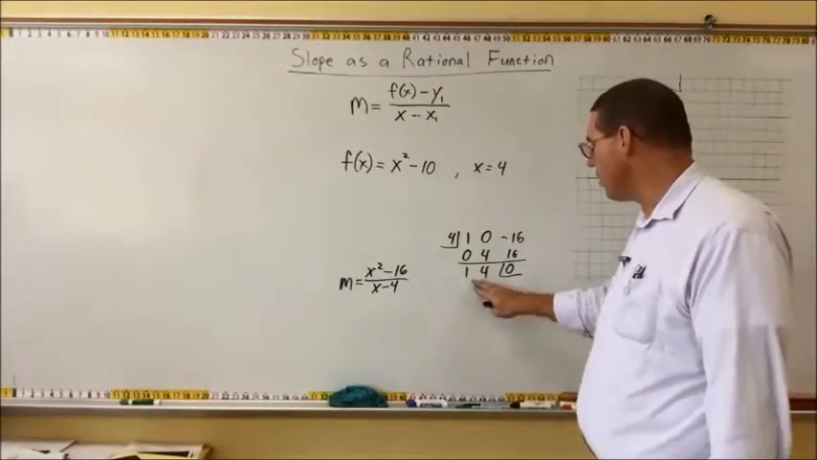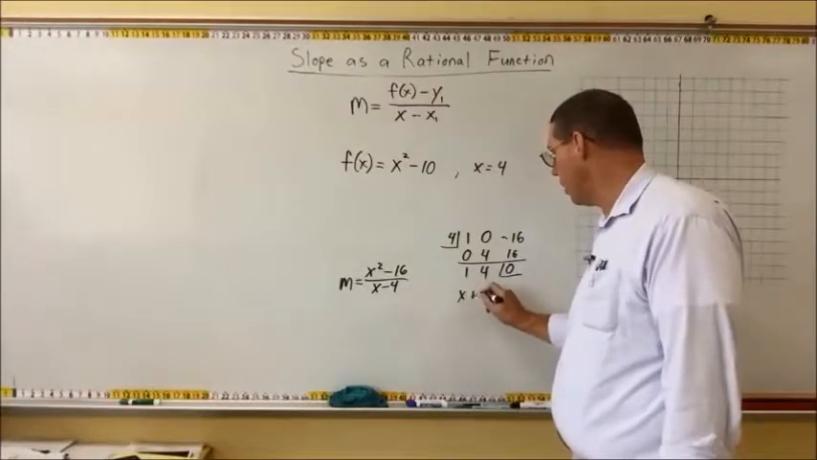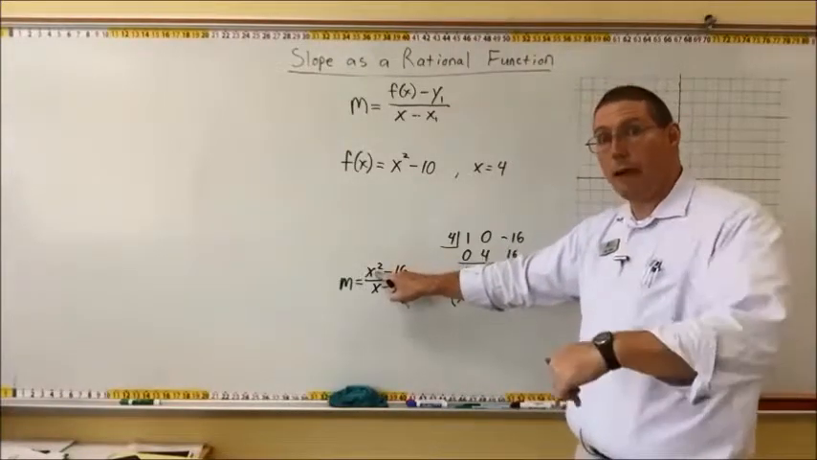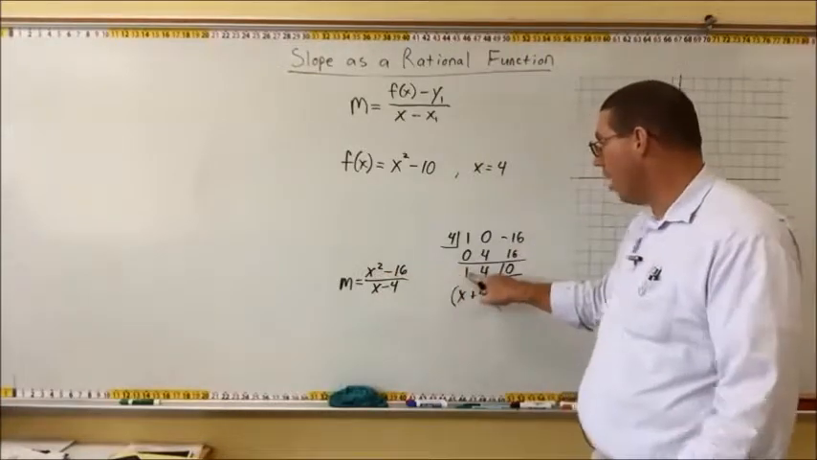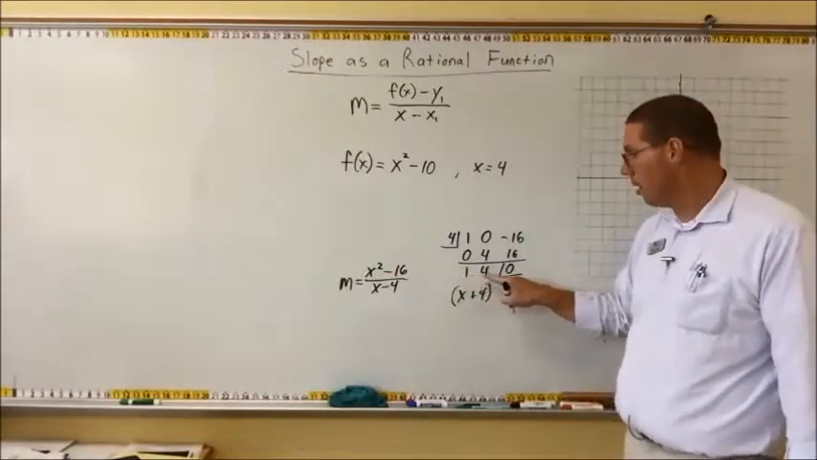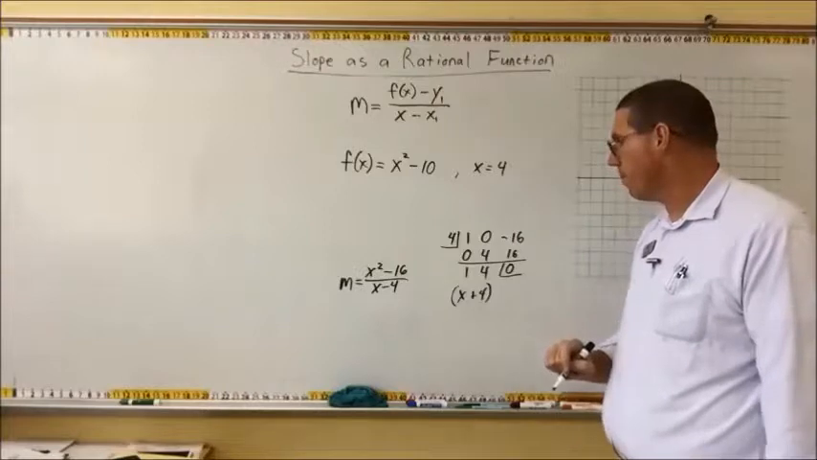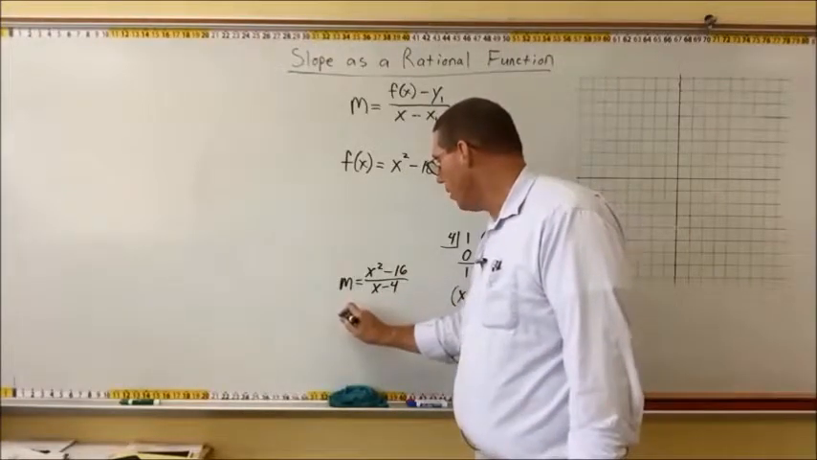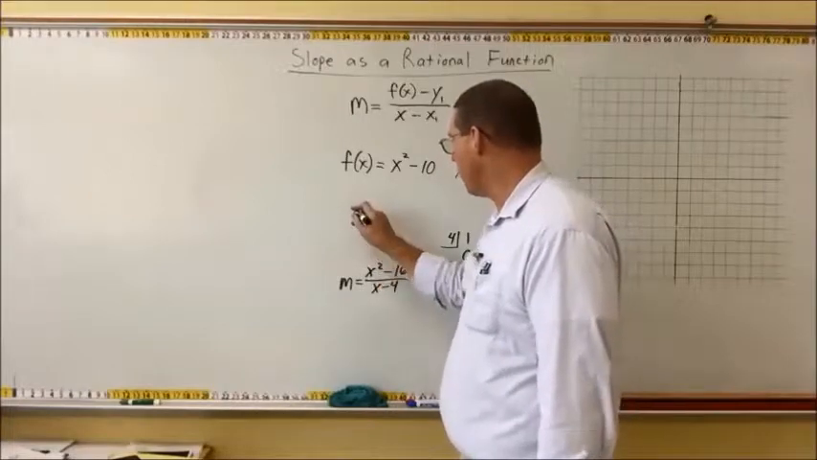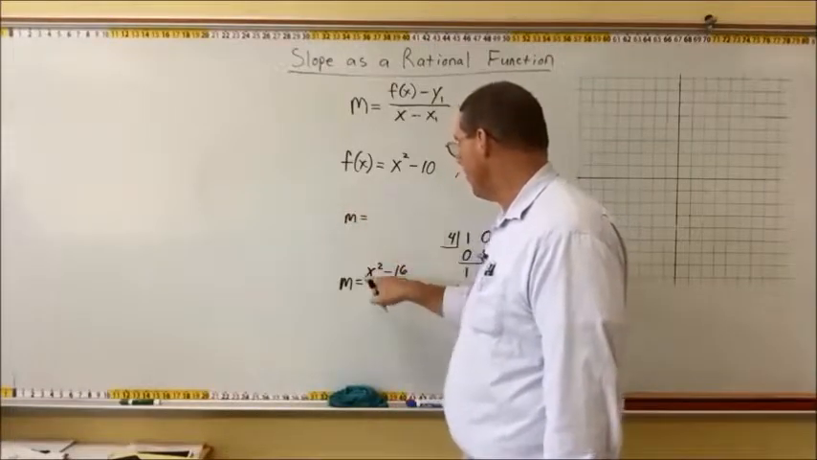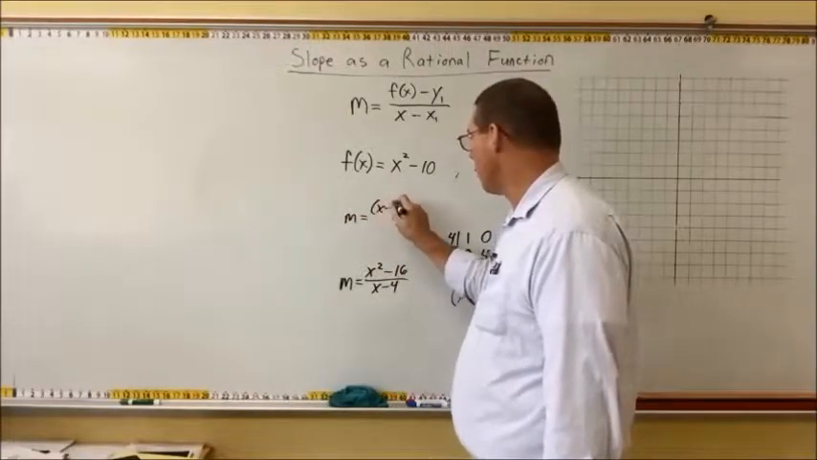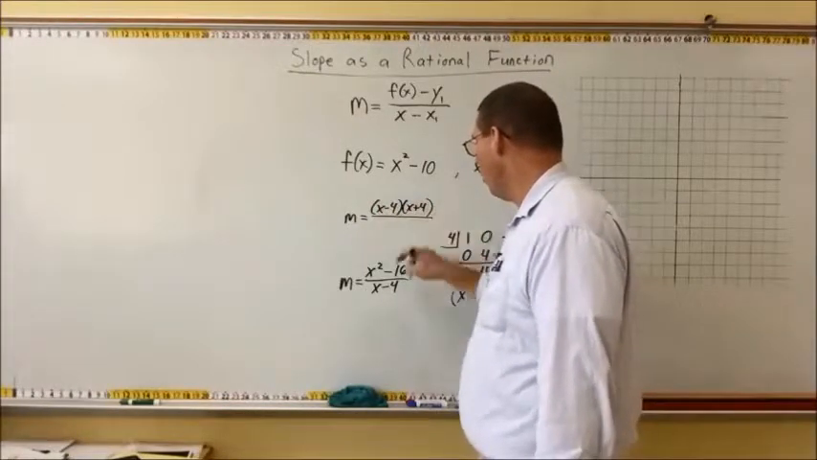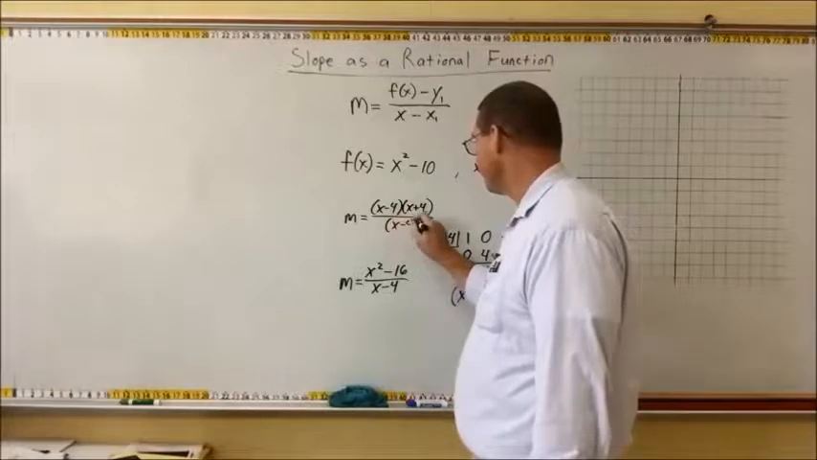And what that leaves us here is x plus 4, right? Because our power, 2, has to go down by 1 to the first power. So this is 1x to the first power plus 4. So we have x plus 4. And what that means is that this slope equation, slope as a rational function, factors out to x minus 4 times x plus 4, over x minus 4.